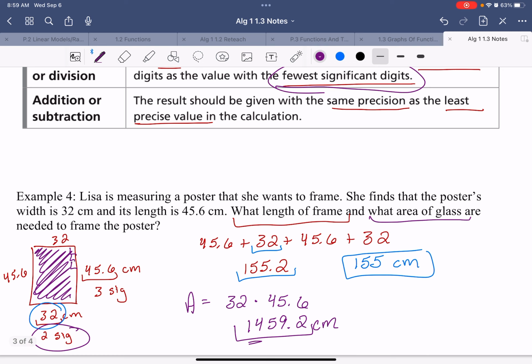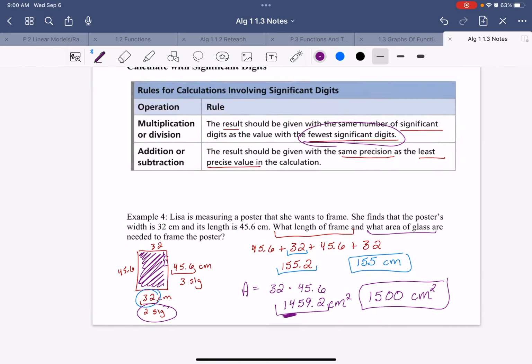So I would round to these first 2 places. So 1459.2 would round to 1,500 centimeters. And I can't put a 0.0 because that'll give it too many, and squared because it's area. Sorry, centimeter squared, because that's area. I have to round it to 2 significant digits because that's the fewest significant digits that I have in any of my answers.